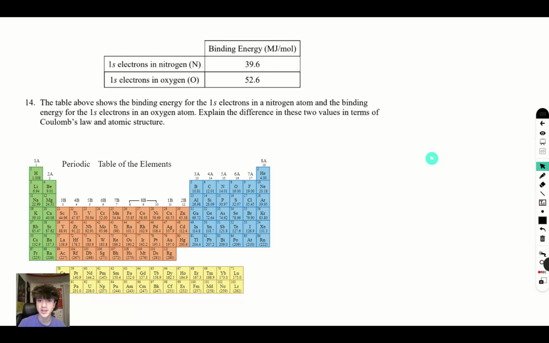So what makes it different is the amount of protons, because Coulomb's law states that the stronger the positive charge and the negative charge are, the stronger the binding energy is going to be. So the reason the binding energy for oxygen is greater than the one for nitrogen is because there's more protons in the oxygen nucleus, meaning that the 1s electrons are going to be closer to the protons, because they're getting pulled in more by the 8 protons compared to nitrogen's 7 protons.